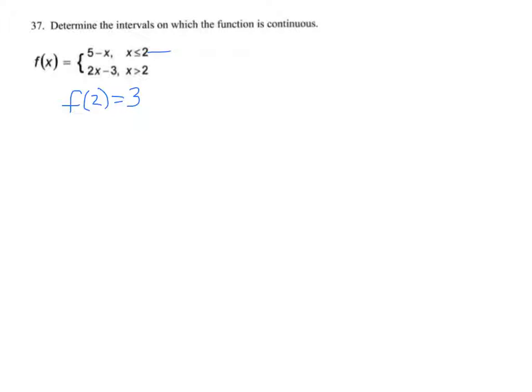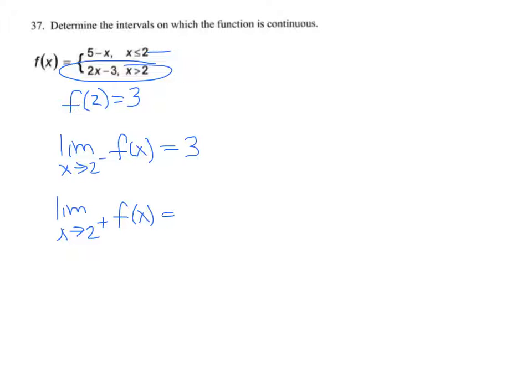is equal to 3. If you look at the limit as x approaches 2 from the left and the limit as x approaches 2 from the right of f of x, we'll see that as you're coming in from the left, we're still on the 5 minus x piece, so the limit is equal to 3. If you're coming from the right though, greater than 2, you're on this piece, you're at 4 minus 3, or 1. So therefore the limit does not exist, which means that we have a point of discontinuity at x equals 2. So the function is discontinuous at x equals 2.